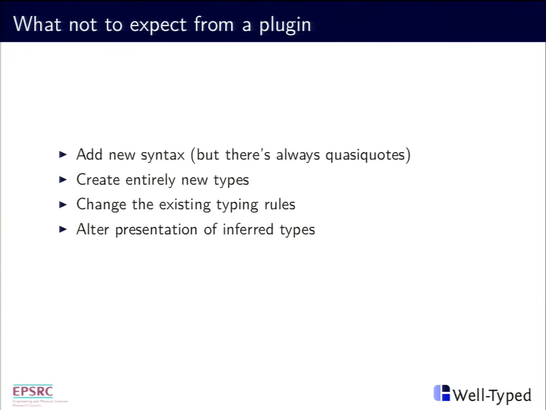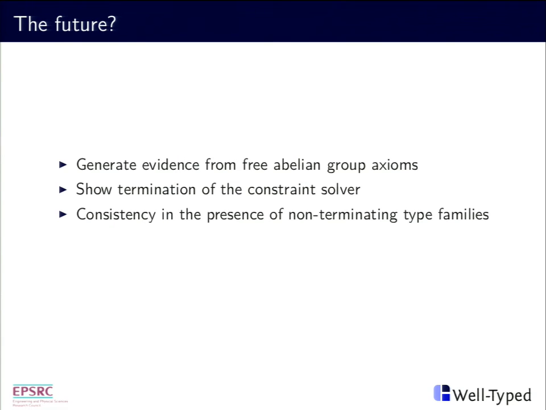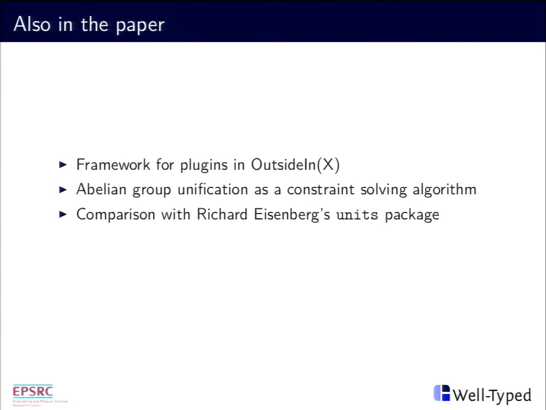And I'm out of time, so I'll conclude with just a quick advert for the other things you'll find in the paper. There's a framework for these typechecker plugins in general in terms of GHC's OutsideIn(X) type checking algorithm. There's a description of the abelian group unification algorithm that I've been referring to, and there's discussion of Richard's excellent units package on which the ideas from this are drawn.